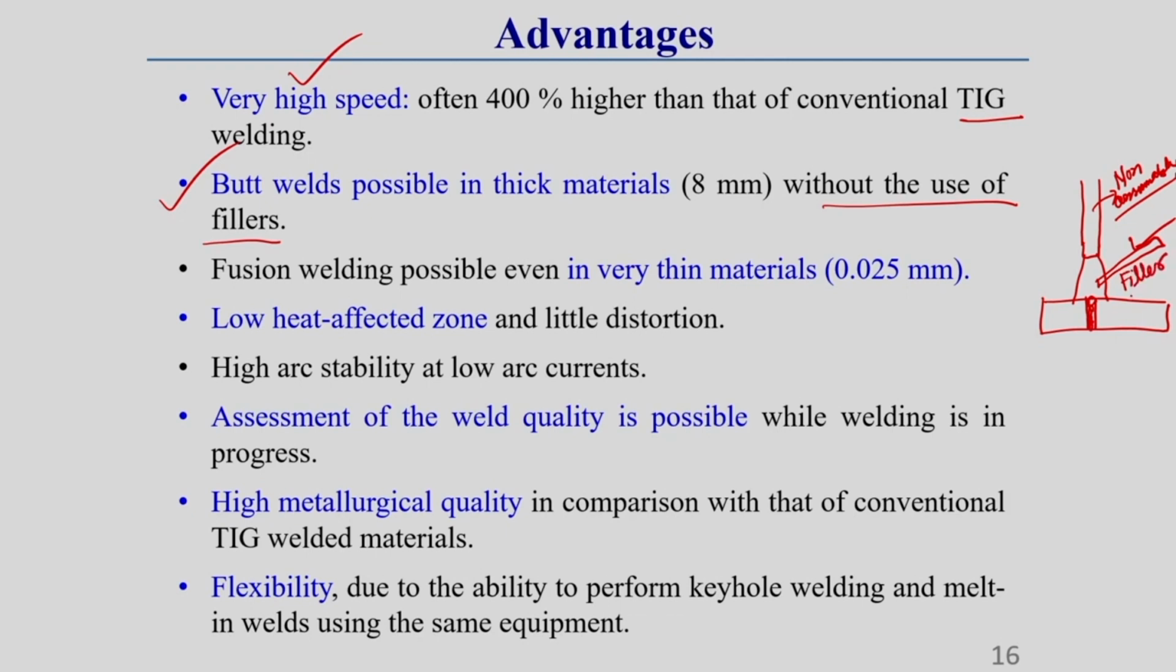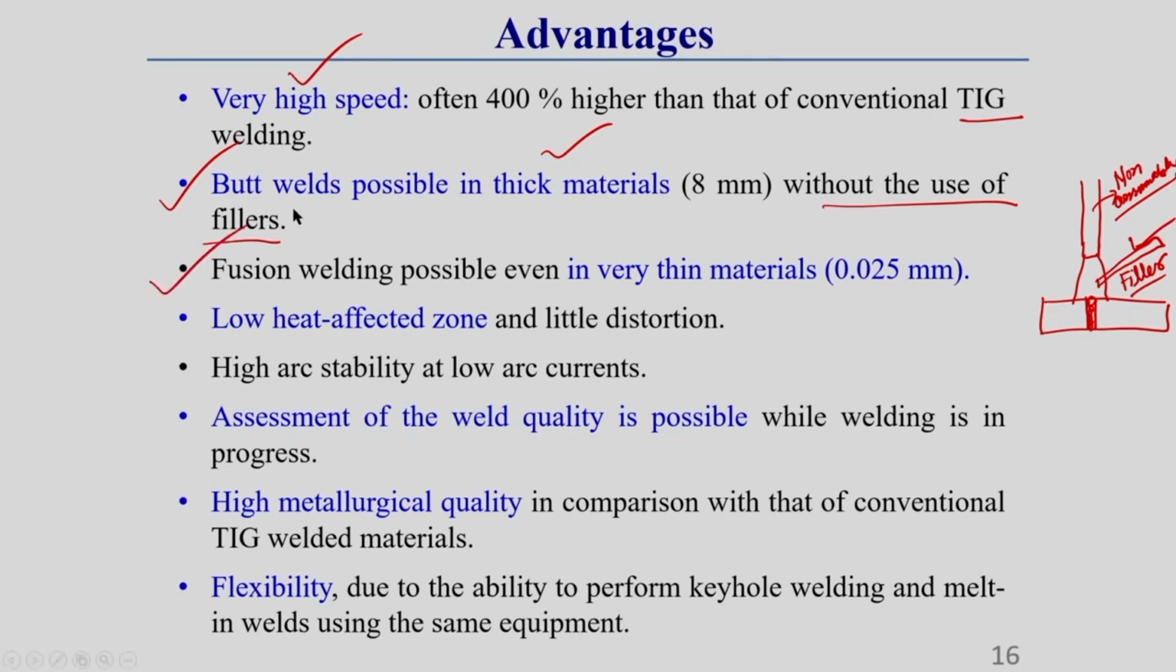So, in case of plasma arc welding process, we can do it in autogenous mode as well as by using filler wire. So, without filler wire and with filler wire also we can do this plasma arc welding process. That is why here I have written butt welding is possible without the use of filler wire, up to 8 millimeter thick plate.